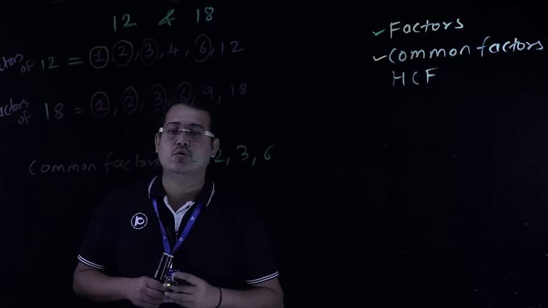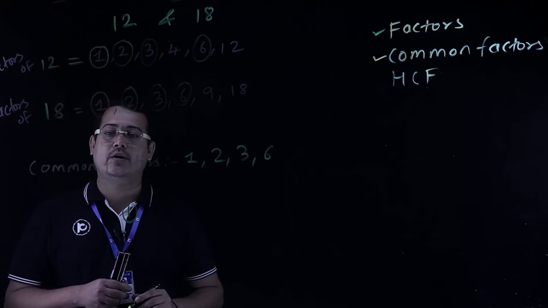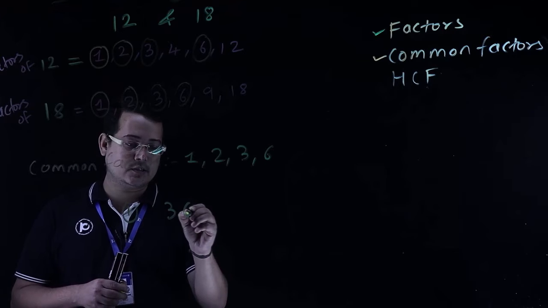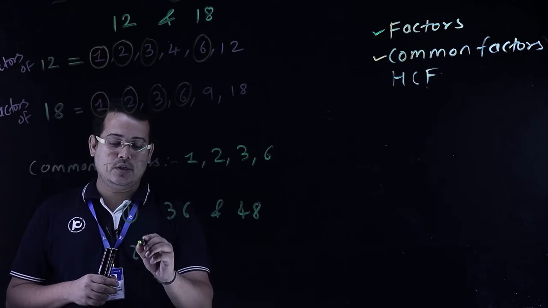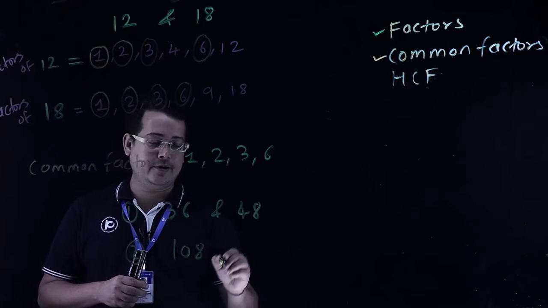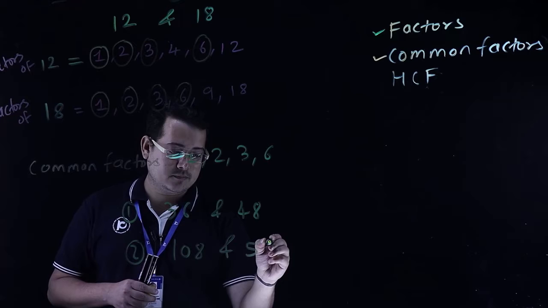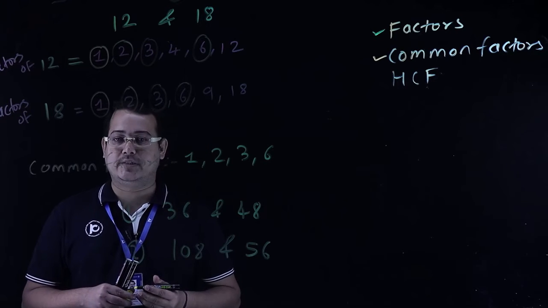I am giving you homework to find out the common factors. The first homework is to find out the common factors between 36 and 48. The next question is to find out the common factors between 108 and 56. Please tell me your answer in the chat section.